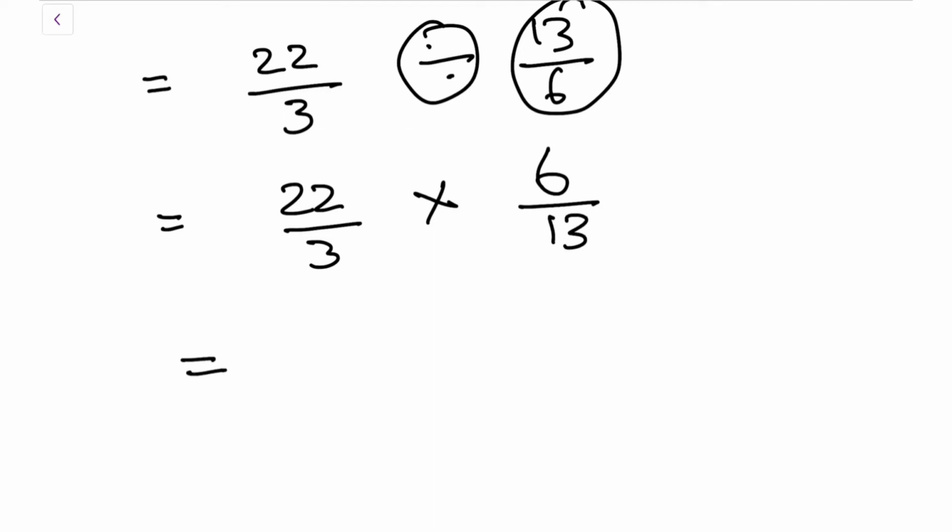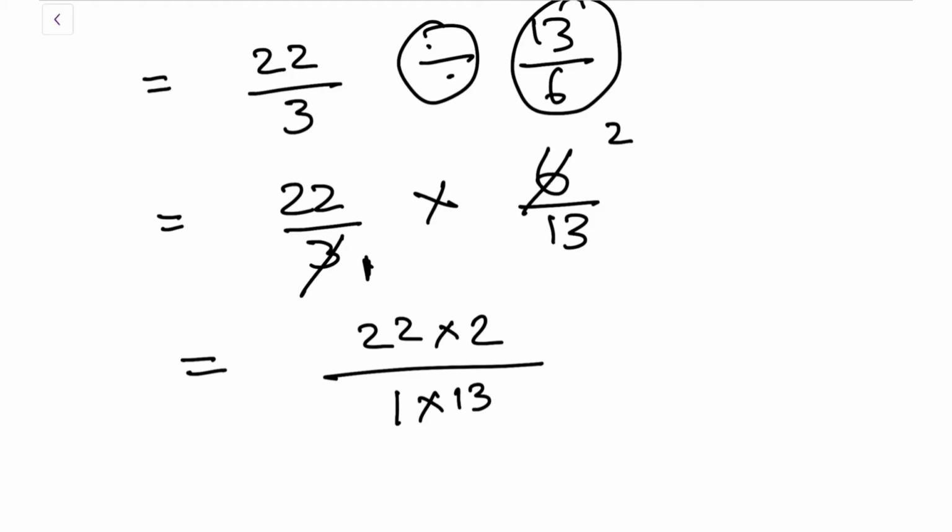Alright. Can you see if there are any common factors between any numerator and denominator? That's right. 6 and 3 has 3 as its common factor. 3 2s are 6, 3 1s are 3. That's it. Now take the product of numerators, 22 into 2, divided by product of denominators, 1 into 13, which will give you 44 by 13.